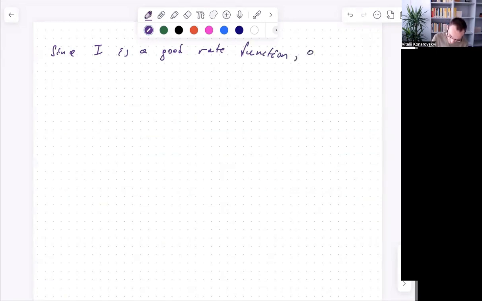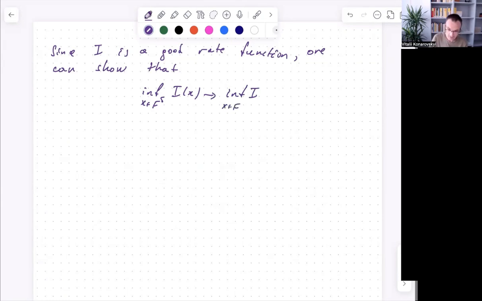One can show that the infimum over x belonging to f delta I of x goes to the infimum over x belonging to f of I of x as delta goes to 0. And that is an exercise for you.